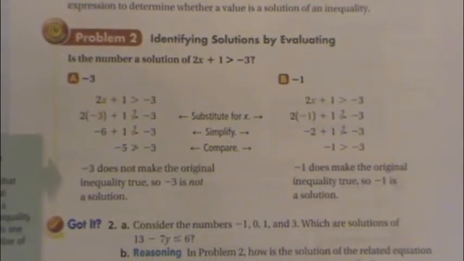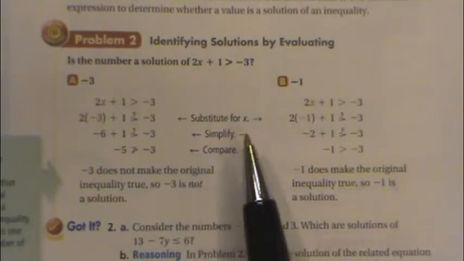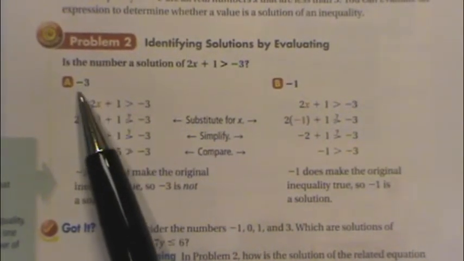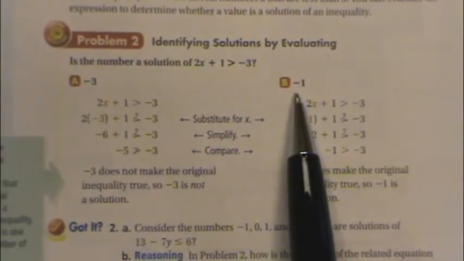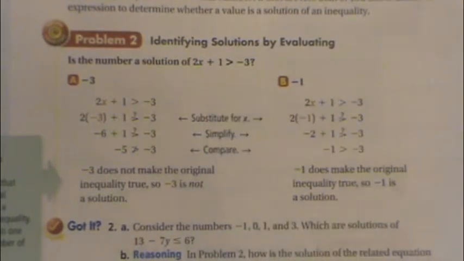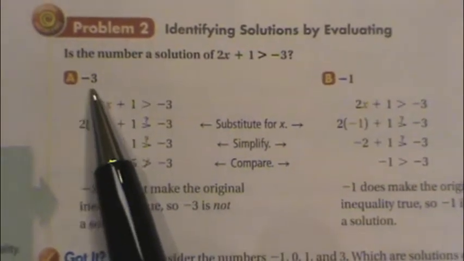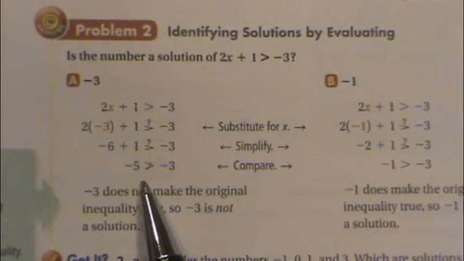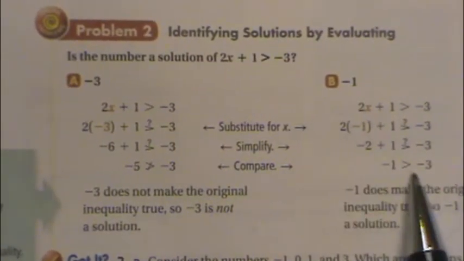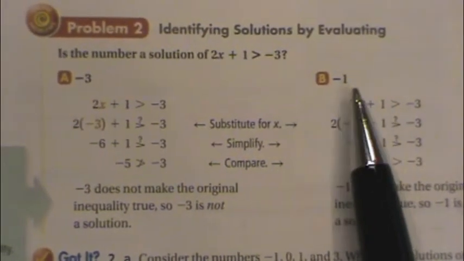So the first step was figure out how to write an inequality. The second step is figure out how to solve these inequalities. They're asking you, are these numbers, -3 and -1, solutions to this inequality? All you do is substitute the number they give you into the inequality and see if it works. -5 is not greater than -3. -3 does not work. On this side, -1 is greater than -3. So -1 is a solution.